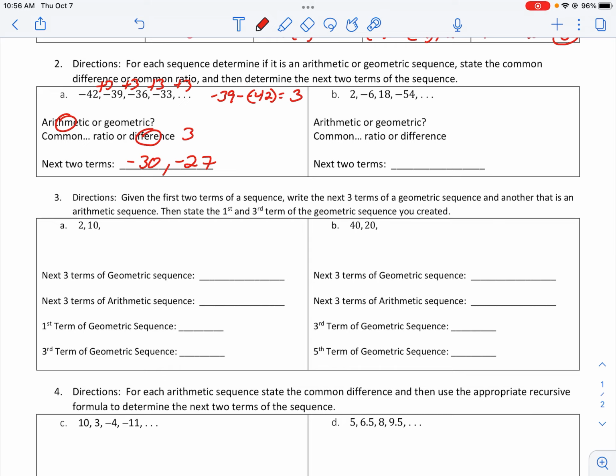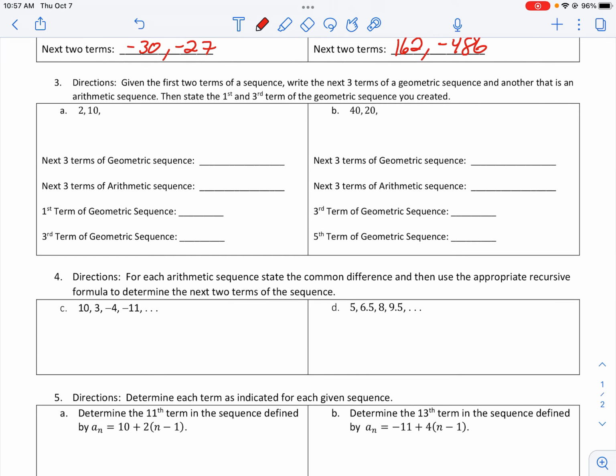Keep adding 3. Now, on letter B, this one I'm going to check to be geometric because I can tell I am multiplying by -3 to go from one term to the next. And the way I can find that magic number is the second term divided by the first term. So go ahead and multiply by -3, and that changes my signs and gives me the next term. So it's geometric. That means we have a common ratio. And then let's go ahead and multiply. -54 times -3 gives me a positive 162. 162 times -3 gives me -486.